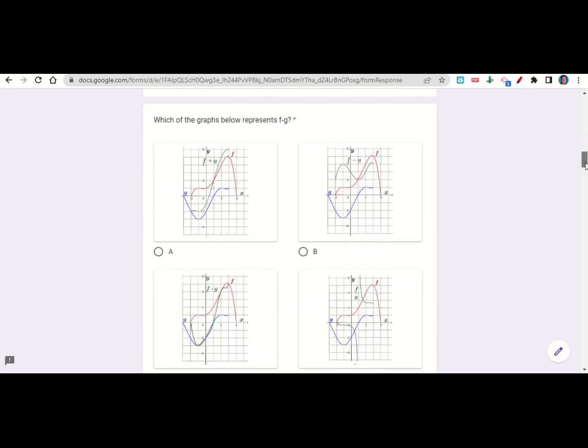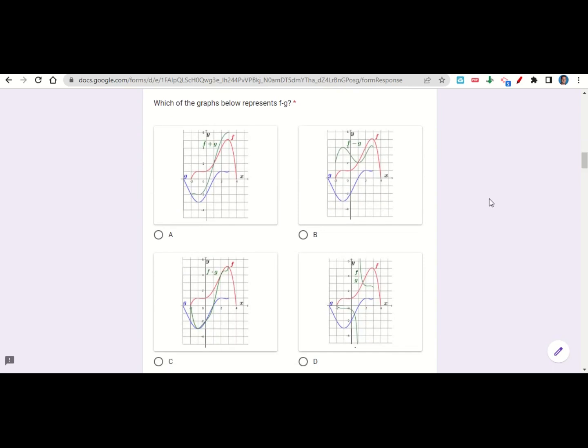And then we'll take a look at the next question. It says f minus g. Well, we can see that f is, again, 1, and g is negative 2. So if we subtract 1 minus negative 2, we get positive 3. So this one passes through positive 3. This one doesn't, and this one doesn't. So it's got to be this one here.